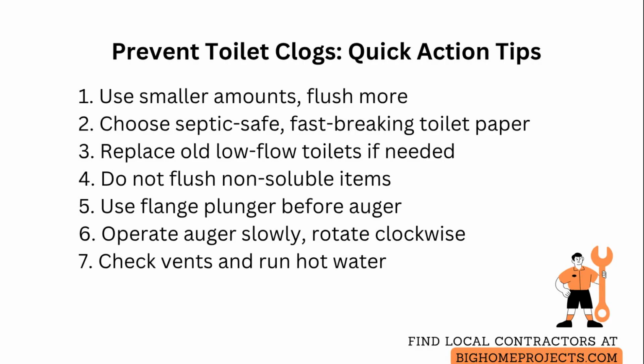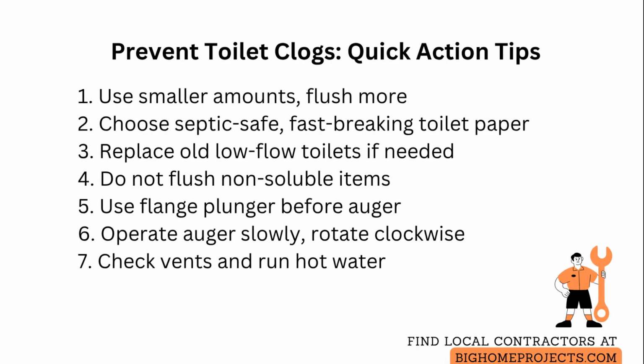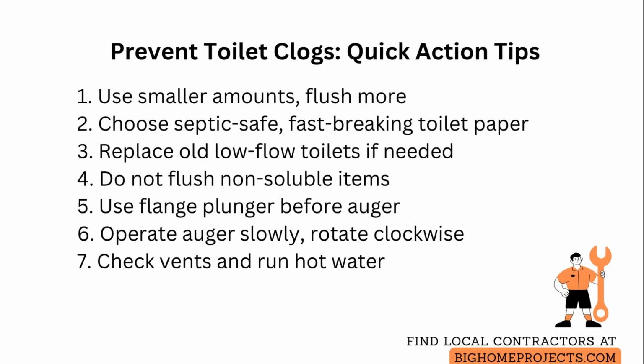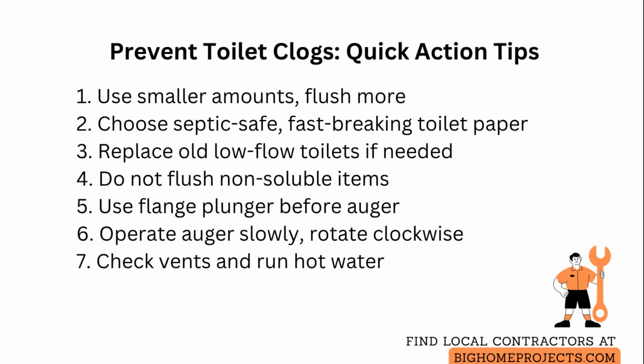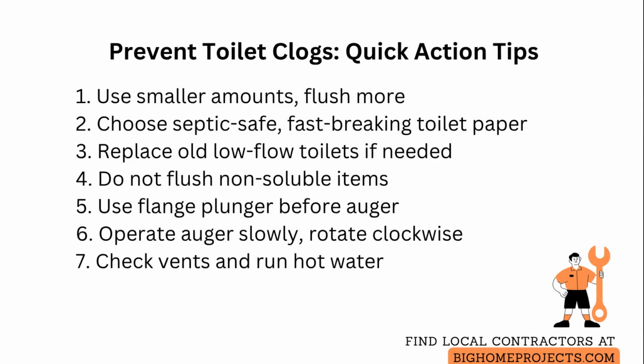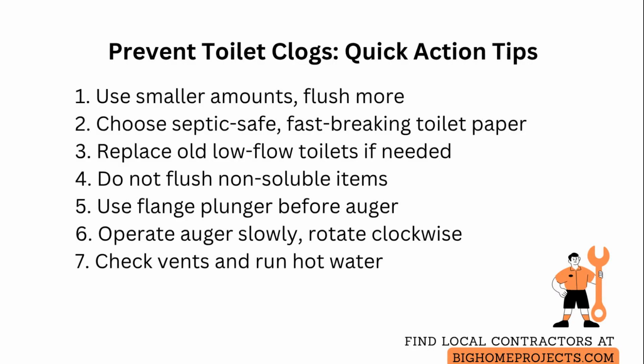Choose toilet paper that is labeled as septic safe or designed to break down easily. These sheets disintegrate faster and reduce the chance of a mass forming. Pay attention to your toilet model and age because older or low-flow toilets have weaker flush dynamics. If you repeatedly need multiple flushes, consider replacing the unit with a modern high-performance model that matches your plumbing line capacity.